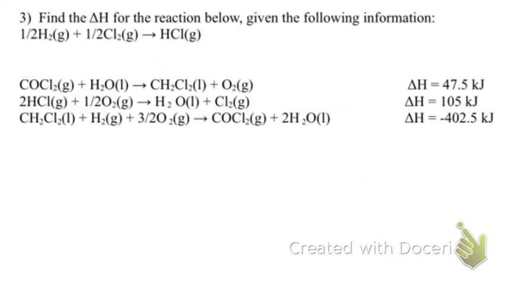Alright, so find the delta H for the reaction below given the following information. 1/2 H2 plus 1/2 Cl2 turns into HCl. Alright, so things to note. We want to get to this top reaction. That's our goal. So the first thing we see is that we have half a hydrogen plus half a Cl2 turns into hydrochloric acid gas. So hydrogen chloride gas. Alright, so we want Cl2 on the reactant side, and right here Cl2 is on the product side.